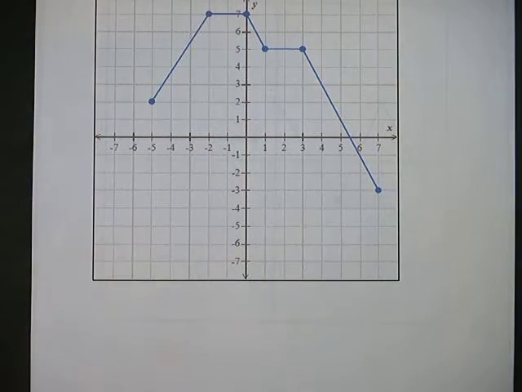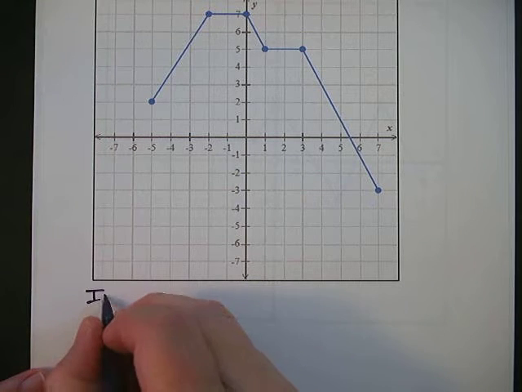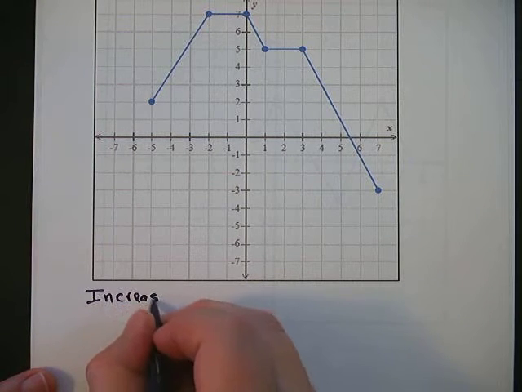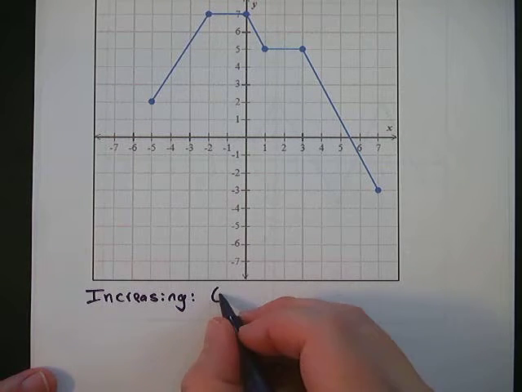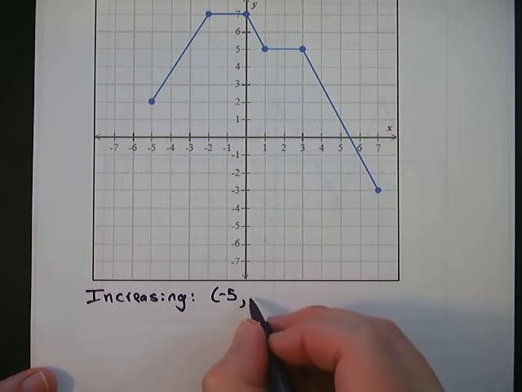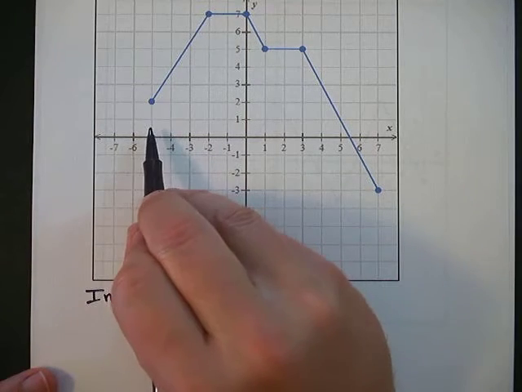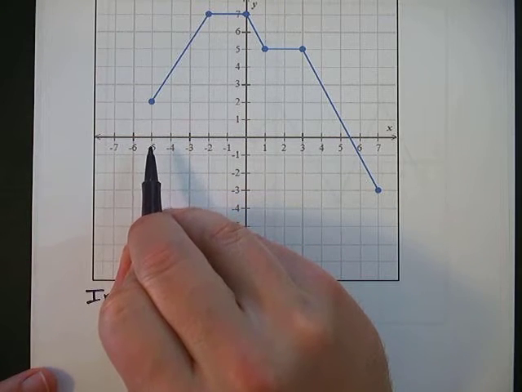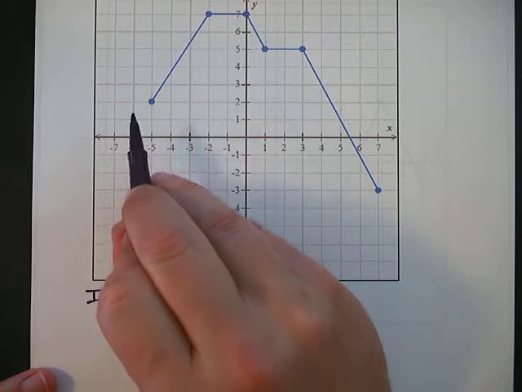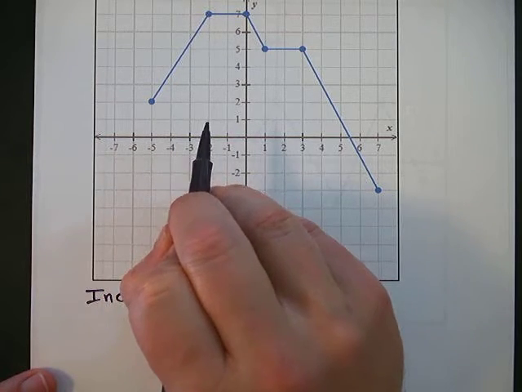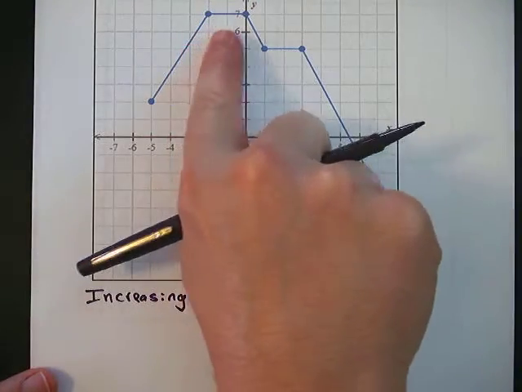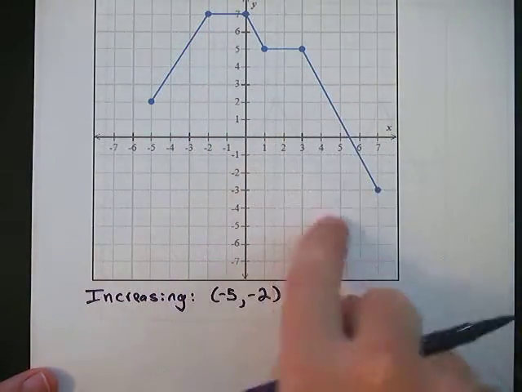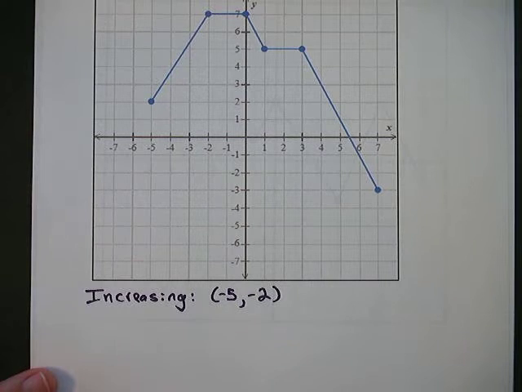For these, we're going to use parentheses only. So I will say that this is increasing on the interval (-5, -2). That's in between the x-axis numbers, right? The x-axis -5 is where it starts increasing, and the x-axis -2 is where it stops increasing. As you look at the graph, there's nowhere else that the graph is moving up as I move left to right. So that's it for increasing.